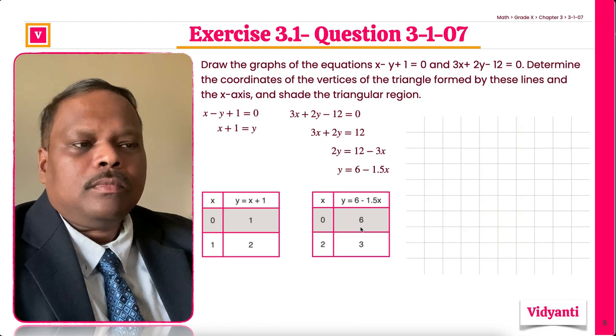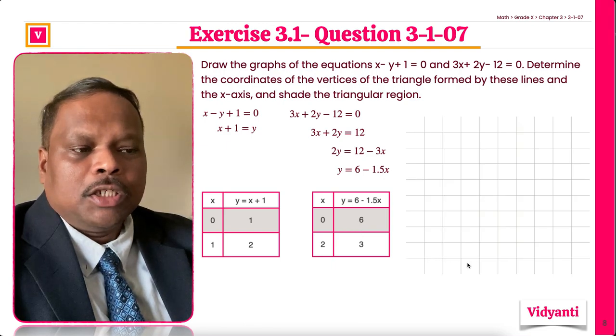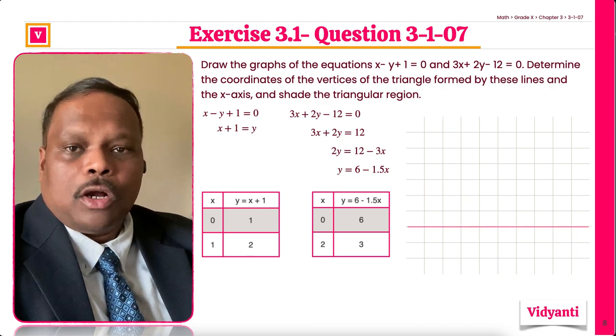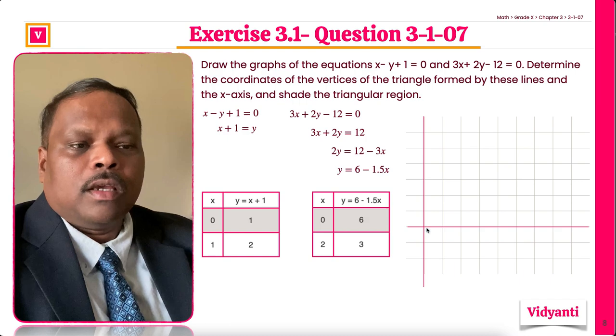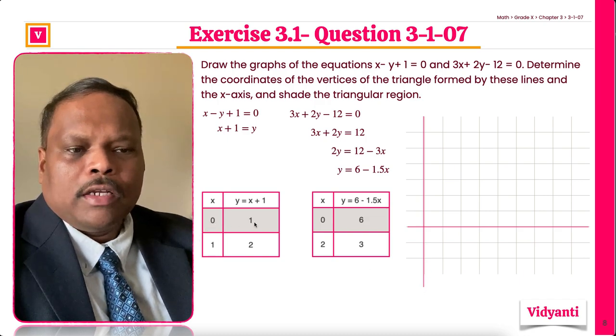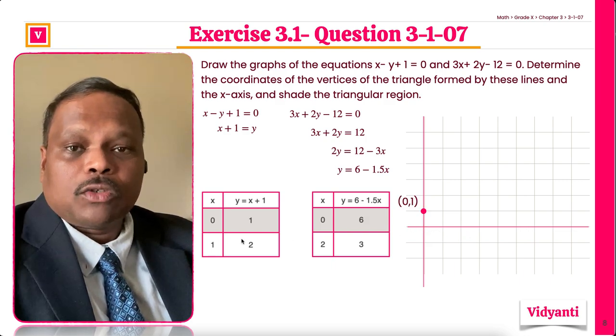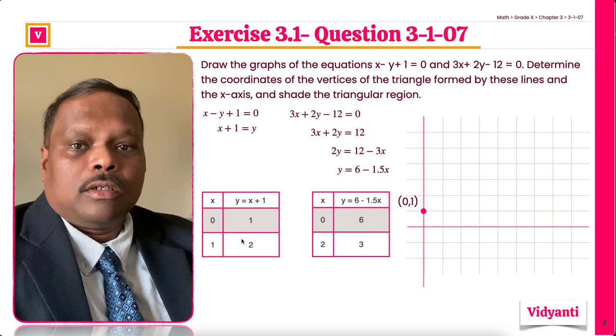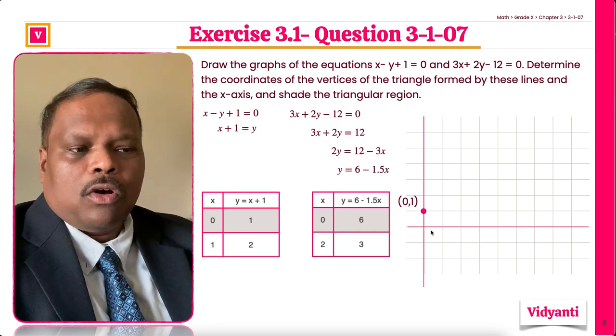Let's sketch them. Let's say this is the grid paper. Each square represents a square with 1 unit side. First, we'll draw a horizontal axis, which is the x-axis, and a vertical axis, which is the y-axis. The point of intersection will be the origin 0, 0. The x-axis is positive on the right side, negative on the left side. The y-axis is positive upwards and negative downwards. We want to plot 0, 1. So we have to go 0 along the x-axis. Remember, the first coordinate is x, the second coordinate is y. So nothing on the x-axis, but 1 on the y-axis. So this will be your point.